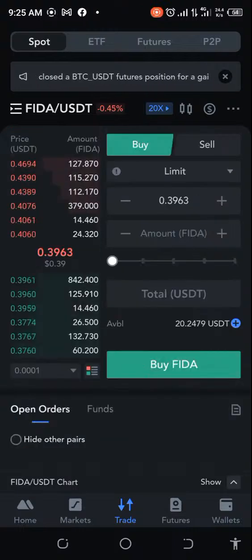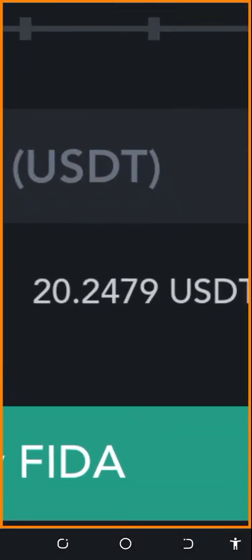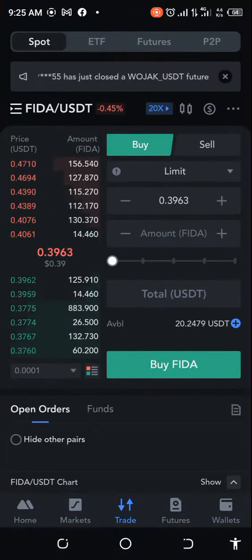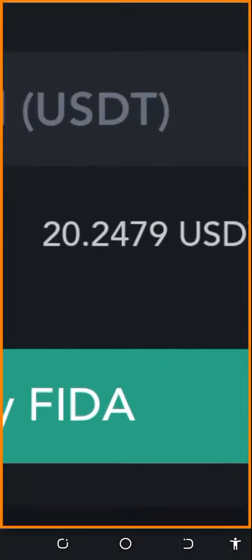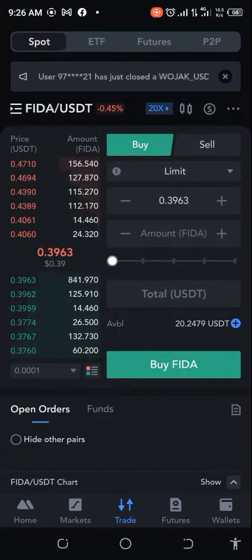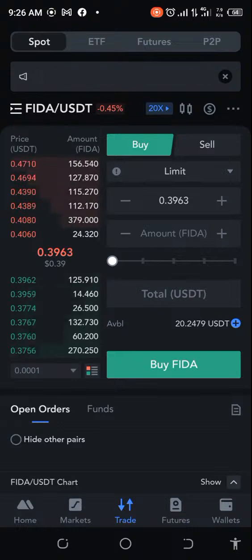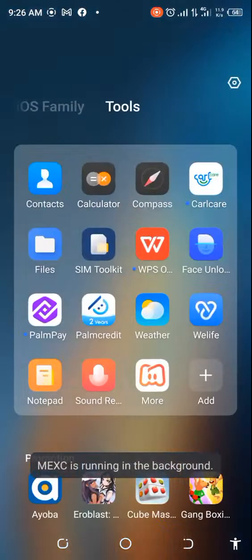All right, so I'm back, and now we've been able to get it sold to USDT. So what have we made right now? We've made 20.2479 USDT. Now remember that we started this trade out with 19.97. Do you remember that? Yes. So we started out with 19.97, and then our transaction fees were about 18 cents. Do you remember?